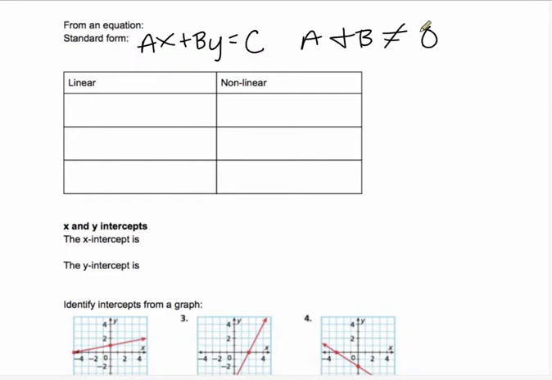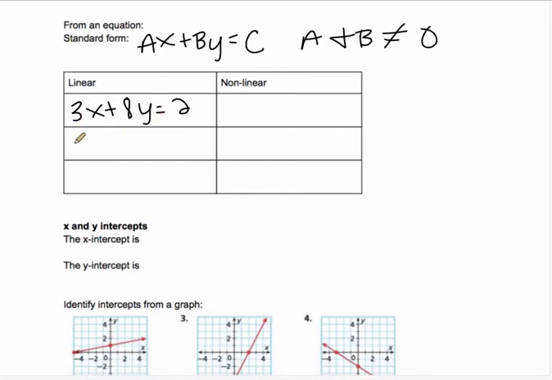If a and b equal 0, then it's not linear. Okay, so some examples of linear. For example, 3x plus 8y equals 2. So this looks very similar to this. A, B, and C are just numbers. Okay, but again, A and B are not 0. So 3x plus 8y equals 2, that is linear.